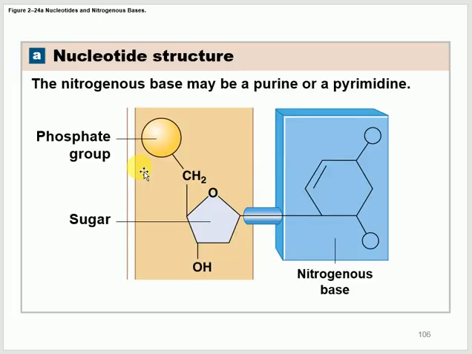So look at this. Here it is. You have sugar, you have phosphate, and you have nitrogenous base. Is this DNA or RNA? You can't tell. Because how did you know that this sugar is ribose or deoxyribose? You can't tell, right? Phosphate, it's in both of them the same. Nitrogenous base, you don't see any information here. So there is no way to tell.